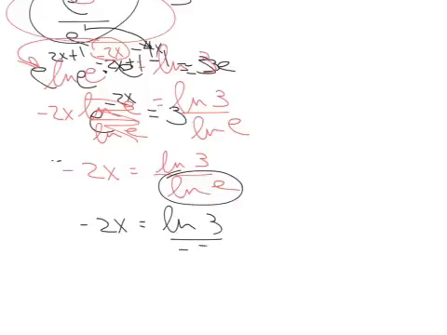Divide both sides by negative 2. Those go away. So we take ln of 3, divide it by negative 2, and we get our answer of negative 0.5493. Okay, jump to example 10 in the next video.